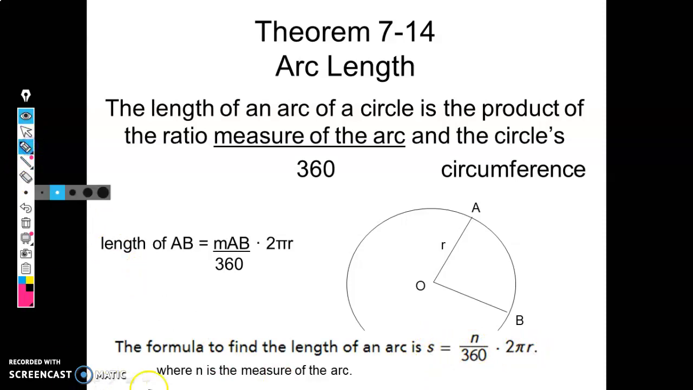And when n is the measure of the arc, and you should put like in degrees, I have to remember to add that to the notes. Alright, so you need to know like how many degrees the arc is, which you can actually find right here, and that's the same as the outside there. So the measure of the central angle is equivalent to the measure of the degrees of the arc. You put that over 360 and you multiply it by 2 pi r.